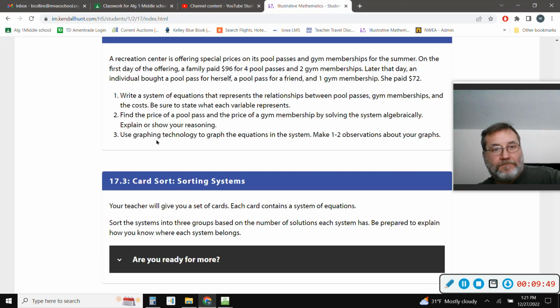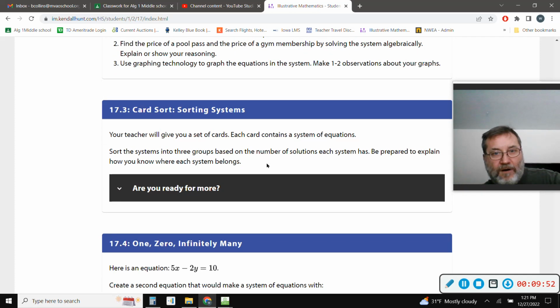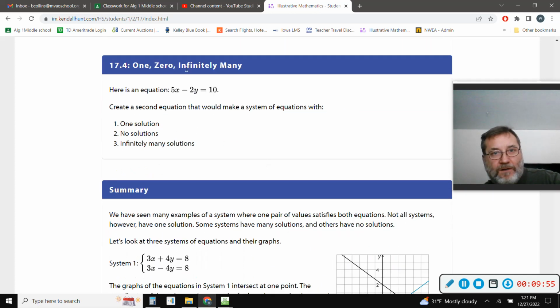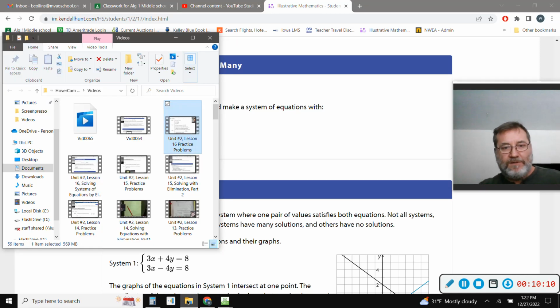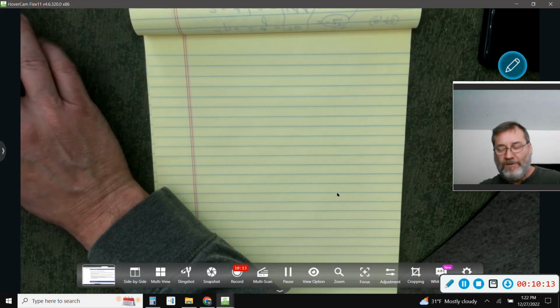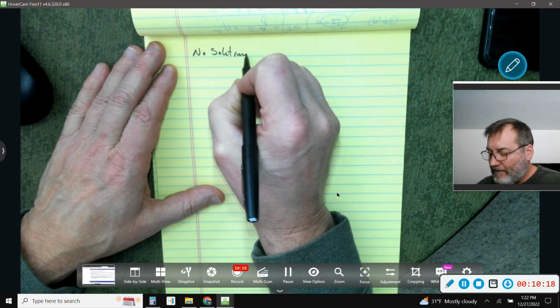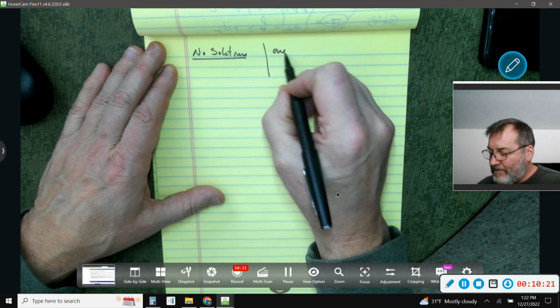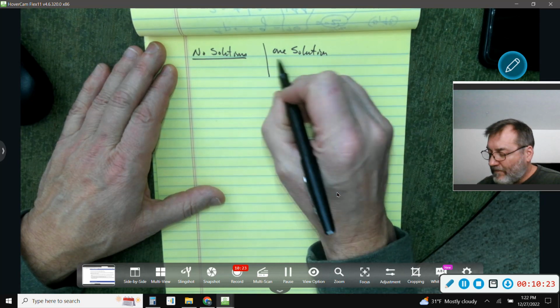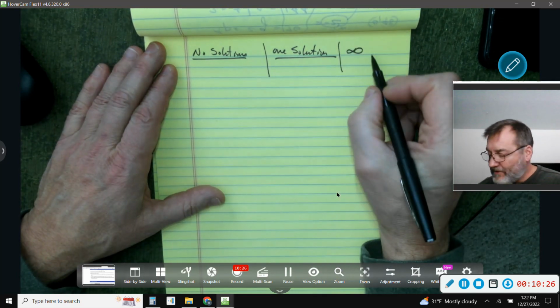All right. The teacher will set out cards: 1, 0, infinitely many. Here's an equation. Create a second equation that will make the system of equations have one solution, no solutions, or infinite solutions. So this is what you've got going on here. When you have two equations, you can have no solutions, one solution, or infinite solutions.